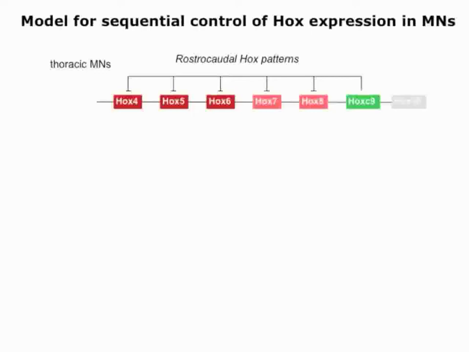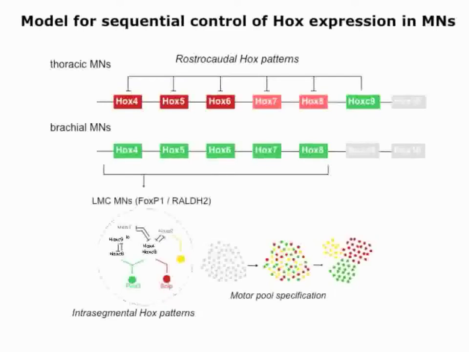HOXC9 appears to be essential in restricting the diversity of motor neuron subtypes to limb levels through directly binding and repressing a large cohort of brachial HOX genes. The absence of HOXC9 at forelimb levels allows motor neurons to express multiple HOX genes and in turn generate a diverse array of motor pool subtypes.